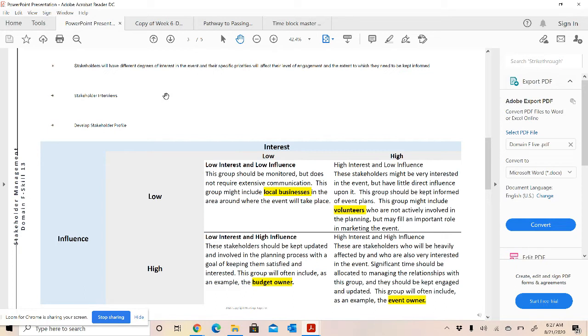So if on the exam you see a question about a category mentioning like a small bakery, then you'd know that that fits in the local business. So you'd know it would be low. And then just know that the budget owner is high influence, low interest, and then the event owner, high and high. And then you have your volunteers, they have a high interest, but low influence. So kind of memorize those categories for sure.